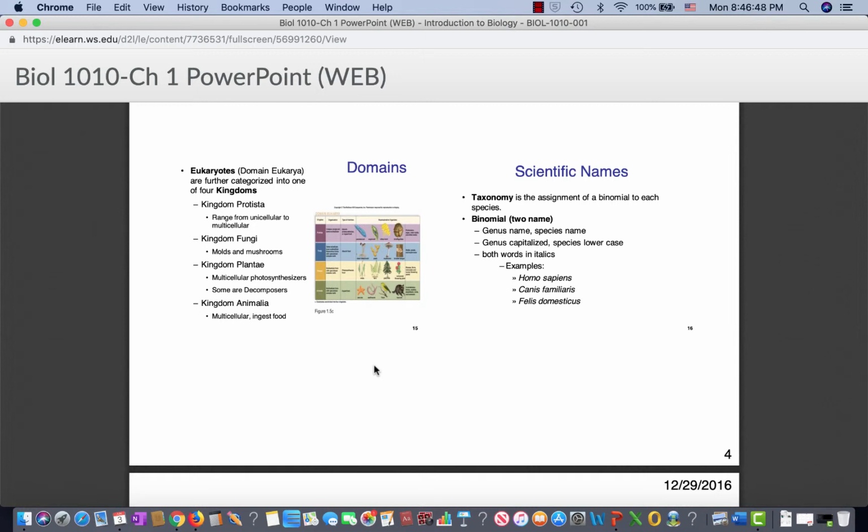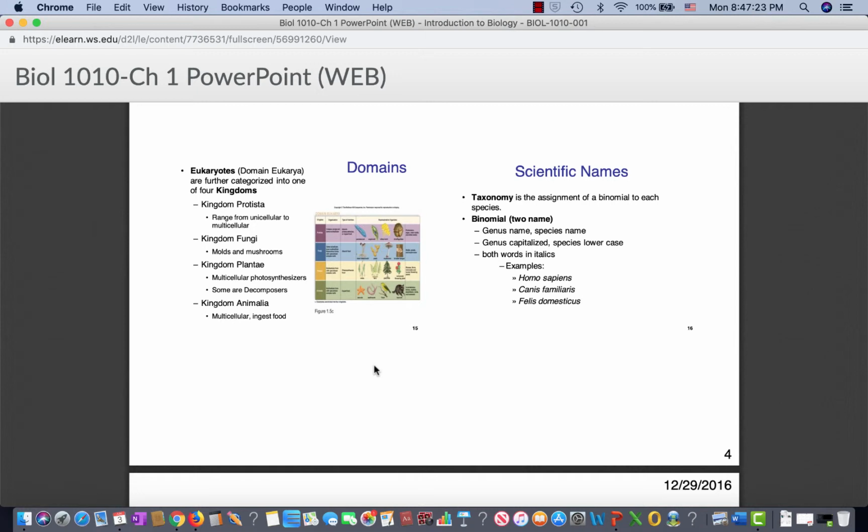Eukaryotes are further divided into 4 kingdoms. You have Protista, fungi, plantae, and animalia. The names are fairly self-explanatory, but Protista is the only kind of weird one, which is there are unicellular and multicellular protists, and it's kind of a catch-all bucket. We don't really know what to do with something, so we just stick it there, and there's a lot of arguments about how to further subdivide Protista, but that's a little beyond the scope of our class at the moment.